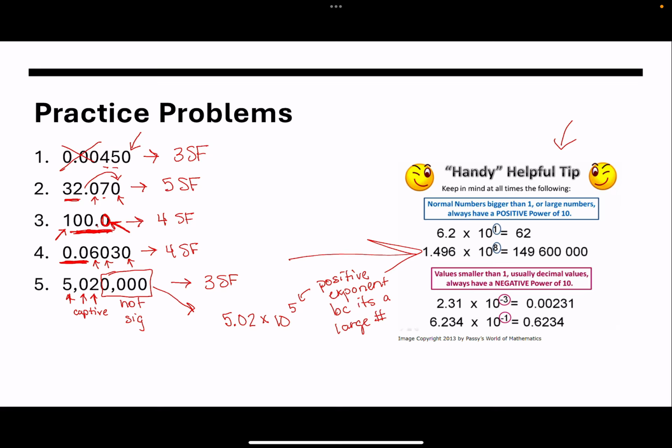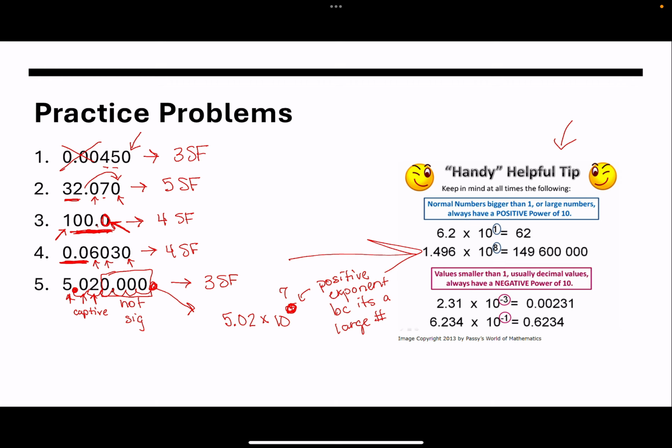And the exponent is 5 because our assumed decimal is here, and we would have moved it 1, 2, 3, 4, 5. Oh, I got that wrong. Strike that. This is 5.02 times 10 to the 7. I'm sorry about that. It should go here behind the 5.